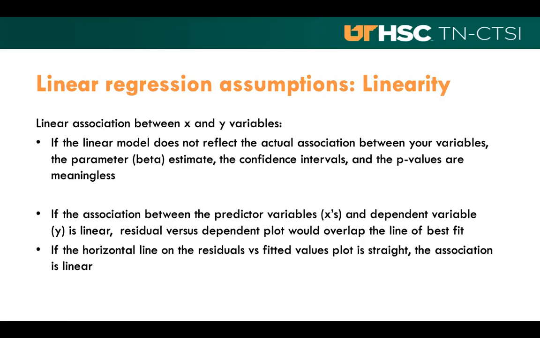If the linear association does not describe the relationship between your x or predictor variables and outcome variables, you might still be able to estimate the coefficients, but they are meaningless. If the association between the predictor variable or x's and the dependent variable y is linear, the residual versus the fitted plot would overlap the line of best fit. Also, we'll see in the next slide. And if the horizontal line on the residual versus fitted values or predicted values plot is straight, the association is linear.